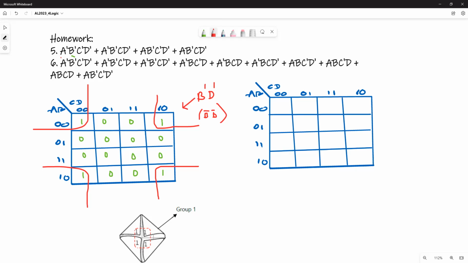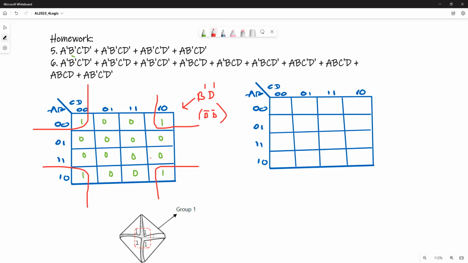So in the homework 5, what I have given is A dash, B dash, C dash, D dash. When you say A dash, B dash, that means 0, 0. C dash, D dash, that is 0, 0. So in this one, we have 1. Then we have A dash, B dash, C, D dash, then this is 1. Then A, B dash, C dash, D dash, this is 1. Then we have A, B dash, C, D dash. So this is 1. All the others are 0.